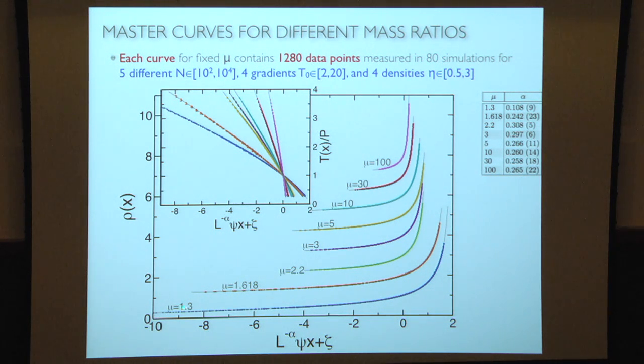Each one of these curves has 1,880 data points, again measured for 5 different system sizes, 4 gradients, and 4 different densities. And I don't see finite size corrections at all in these curves. Those are the density scalings, and those are the temperature scalings. And these are the exponents that we measure.